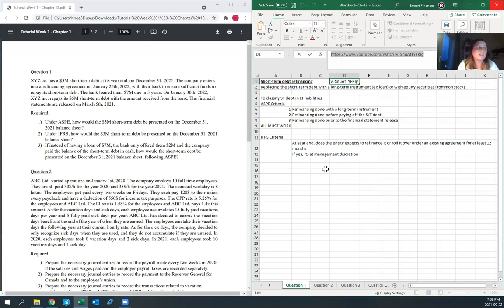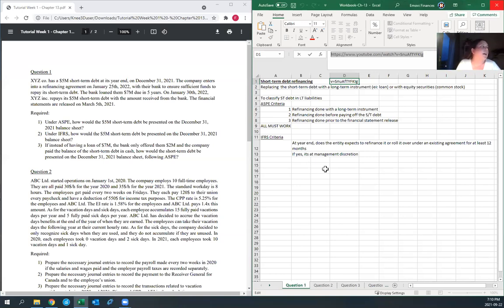For IFRS, at year end, does the entity expect to refinance it or roll it over under an existing agreement for at least 12 months? And if the answer is yes, then the management can decide to put it in the long-term liabilities or the short-term liabilities. It's up to them. So before I go into the problem, does anyone have any question on this? All right, so I'll go into the question.